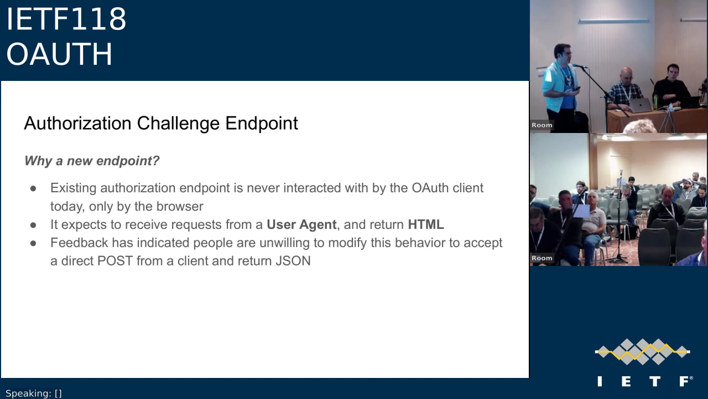I have received a lot of feedback that suggests that people are unwilling to modify that endpoint to also return, for example, JSON. It just doesn't really make any sense because there's a lot of things you do to protect the authorization endpoint when you're expecting it to be interacted with by a browser. So that's the main justification for having this be a separate endpoint, because we don't want to overload the authorization endpoint.